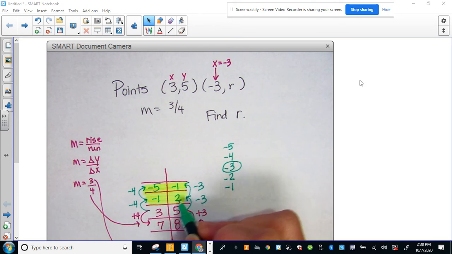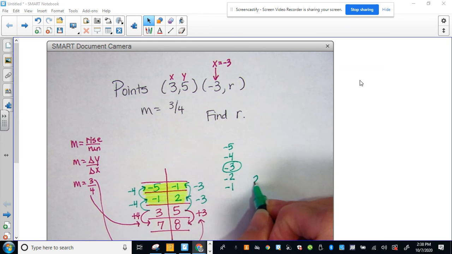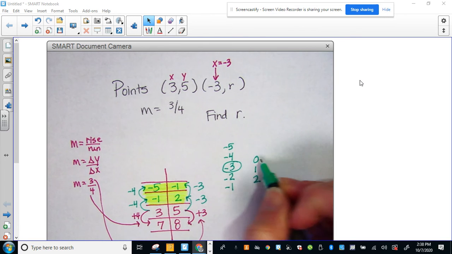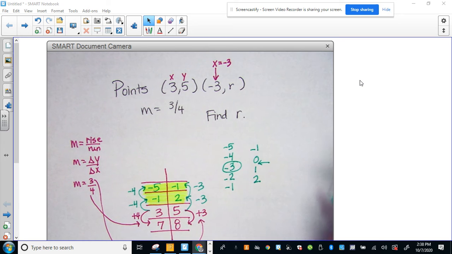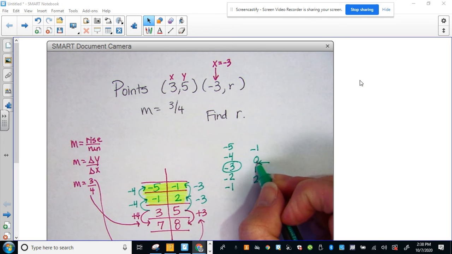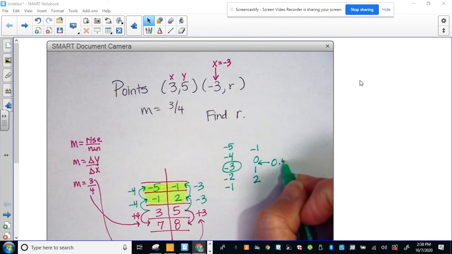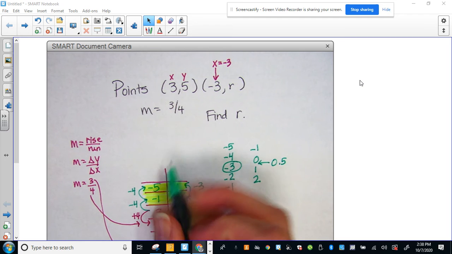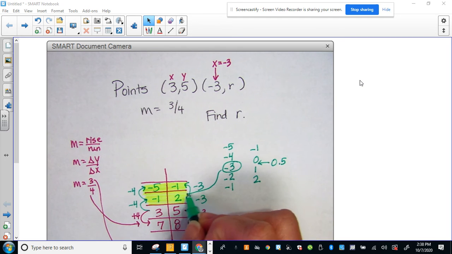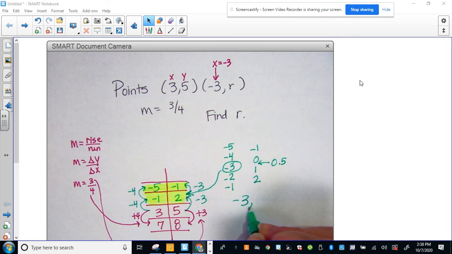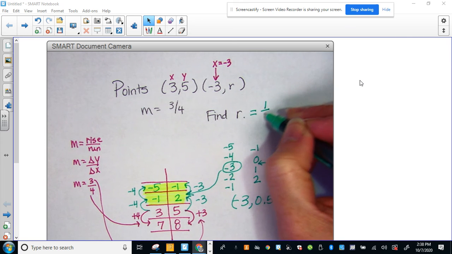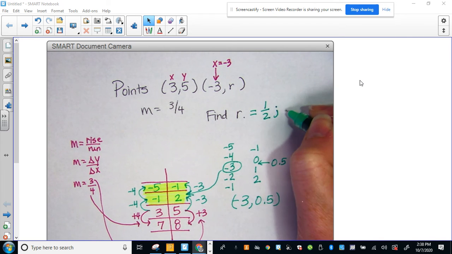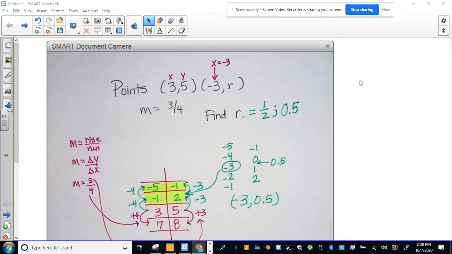So I'm going to find the middle number between these two. I have a 2, a 1, a 0, and a -1. The middle number for this one would be right there. And that middle number between 0 and 1, halfway in between, is 0.5. So somewhere in there, I would have the point (-3, 0.5), or 1/2. So my value for r is 1/2 or 0.5.